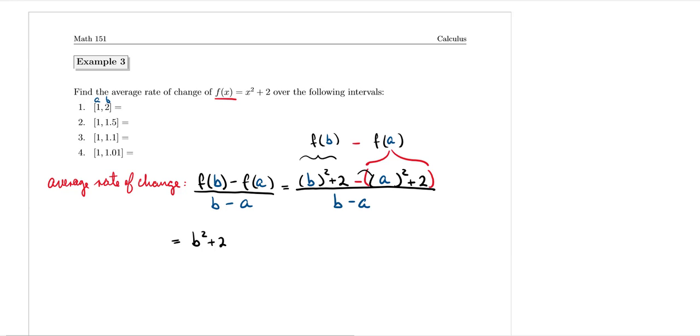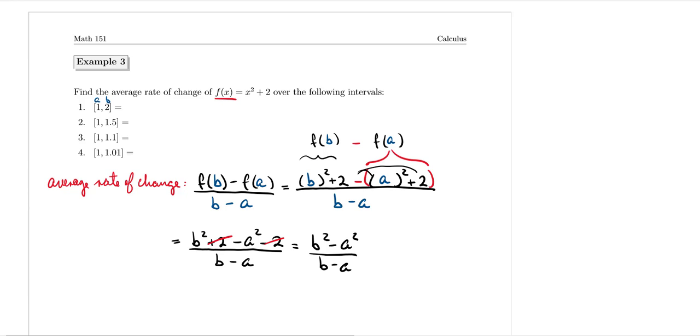Now we distribute the negative minus a squared, distribute the negative here to the 2, so minus 2, all over b minus a. Now notice I have a 2 minus 2, so that cancels. So this leaves us with ab squared minus a squared all over b minus a.